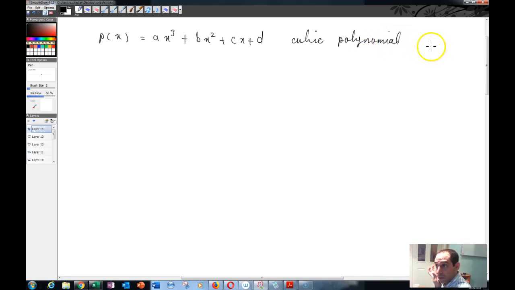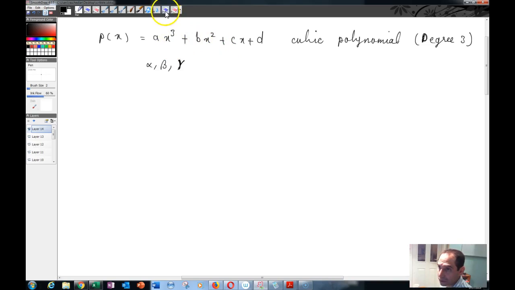Basically, the degree here is 3, and then you can take the roots as alpha, beta, and gamma, for example. We already talked about this. You can have at most 3 roots over here.